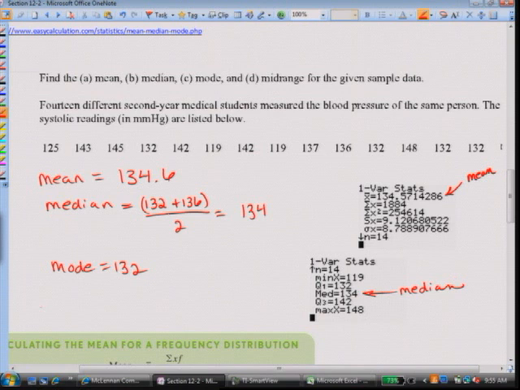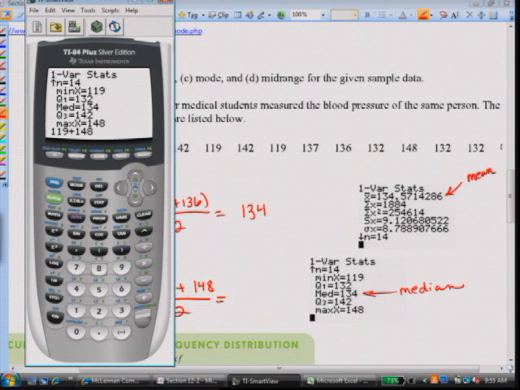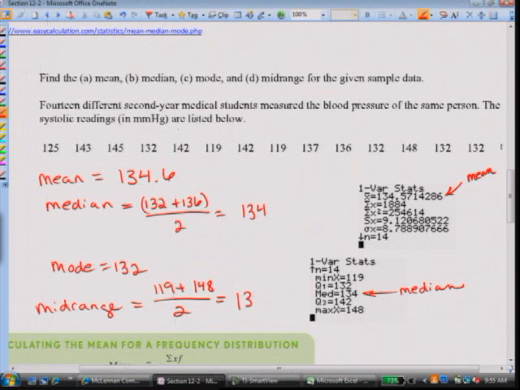The mid-range, remember, is the one we haven't done. The mode you just have to pick out, you would just have to count it and see it. The mid-range is the lowest plus the highest, divided by 2. So the lowest number was 119. The highest number was 148. So that is 119 plus 148 divided by 2. 133.5 is your mid-range. So we have our mean, our median, our mode, and our mid-range. Everybody okay on how we got these numbers?